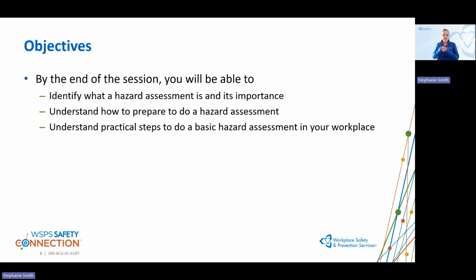By the end of the session today, you will be able to identify what is a hazard and what is the importance of identifying hazards in your workplace. You'll understand how to prepare to do a hazard assessment and understand some practical steps to do a basic hazard assessment in your workplace.